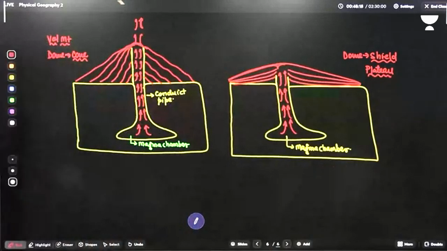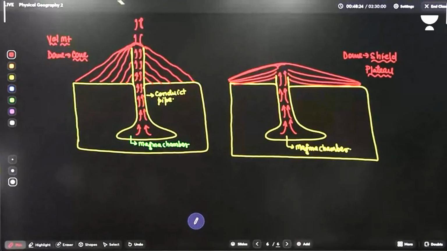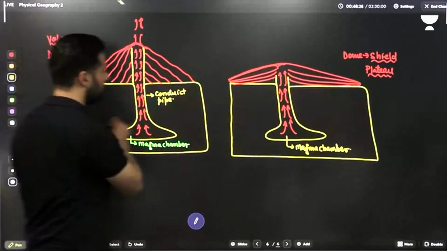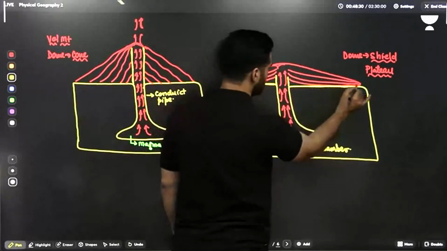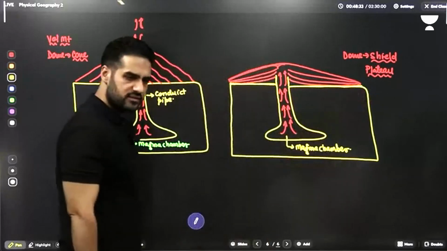Do you have their mountains? दिखता कोई volcanic mountain? No. What is it? Plateau. It means if there had been any volcanic activity in the past, what type of magma must have erupted there? Sorry, lava. What type of lava would have been erupted there? Basic lava. Is it clear?